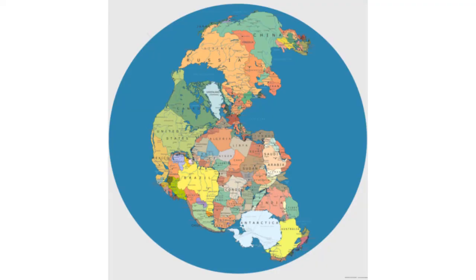So this is what Pangaea looked like before 250 million years ago. And we have overlapped the political boundaries of today's condition. So if we overlap the political boundaries of today, this is how Pangaea must have looked, and what must have been the position of countries in relation to each other.